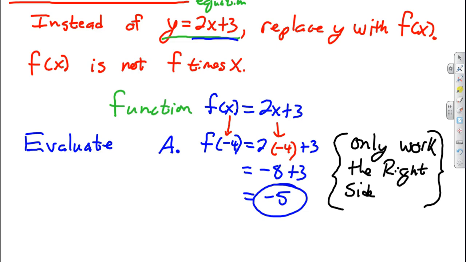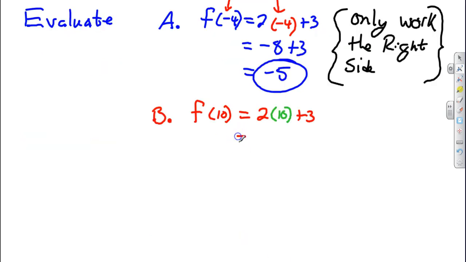Okay, and most of the time with these, I think they'll probably give you a part where you're going to answer 2 or 3 problems from the same function. So if we take this one, part B, they'll probably give you another number. They may tell you to find f of 10. Okay, and again, same thing. Now we're going to take x out and replace it with 10. So on the right-hand side, we'll do the same thing. We take the x out and replace it with 10. So 2 times 10 is 20. 20 plus 3 is 23.